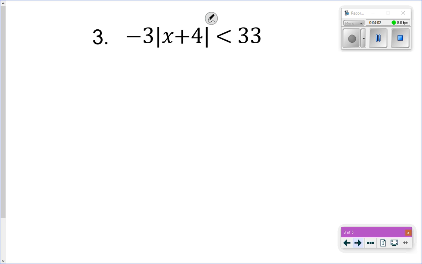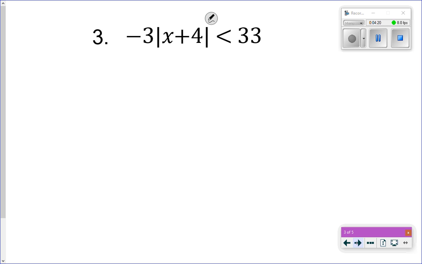A lot of times students are going to want to take that negative 3 and distribute it, but we cannot distribute into absolute value bars. It's not the same thing as a parenthesis. So we have to get rid of it a different way. Right now it's connected by multiplication. So you have to think, the opposite of multiplication is what?